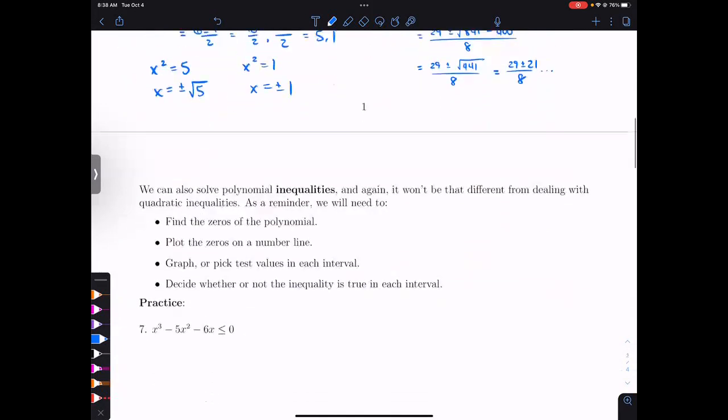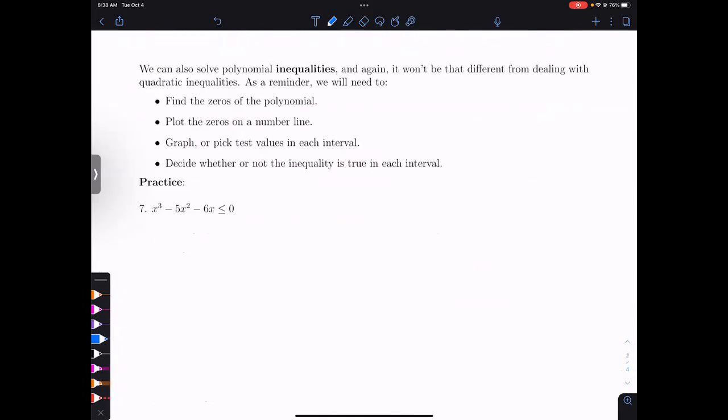Flip over the back. If we can solve equations, then we can solve inequalities, right? Especially if we can solve equations and we know stuff about how to graph the function that it goes with. So this is just a reminder. Here's how we solve inequalities. Solve the equation first. Plot your zeros on a number line or however you want to do it to keep things organized. And then either think about the graph or pick test values to check to see what's going on.